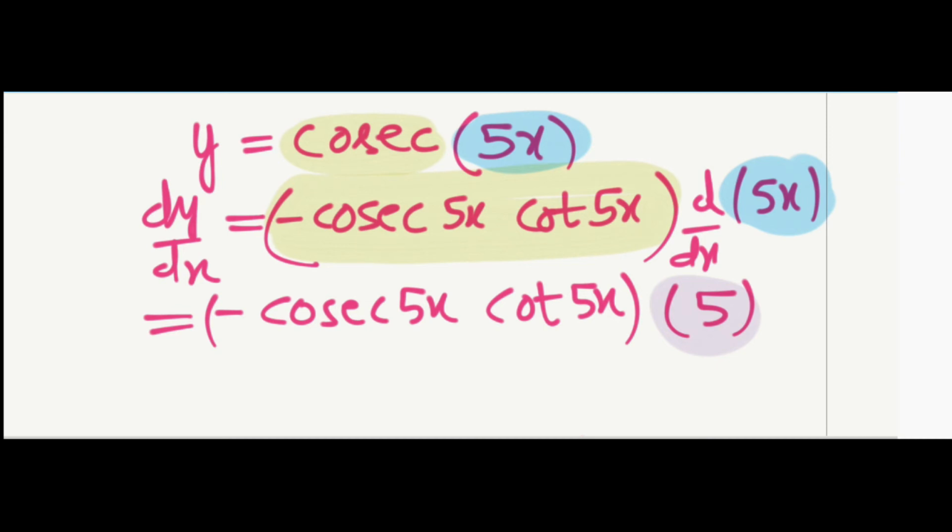Remember friends, it is minus. Never forget to write the negative sign which is in the formula itself. So it should be minus cosecant 5x cot 5x into, using the chain rule, d by dx of 5x. So the final answer becomes minus cosecant 5x cot 5x into 5. I hope you are getting it and you are practicing yourself also.